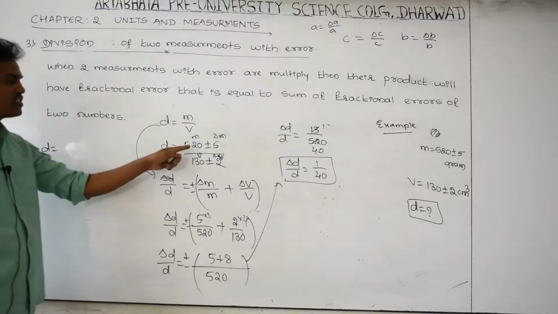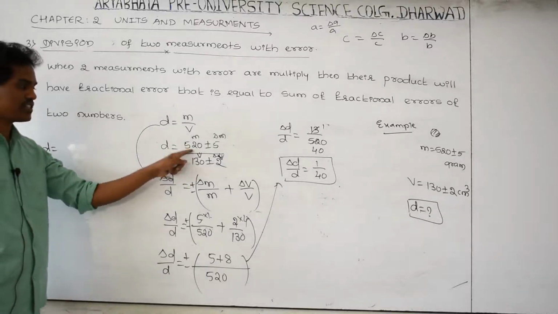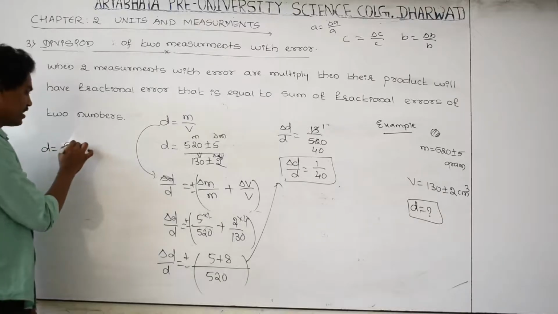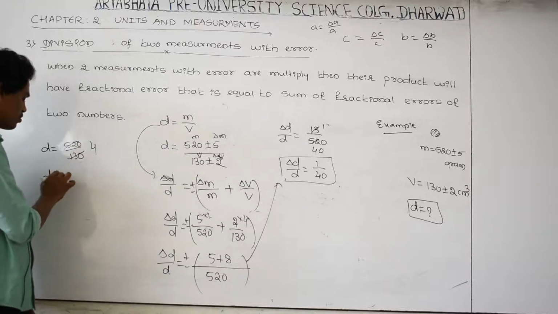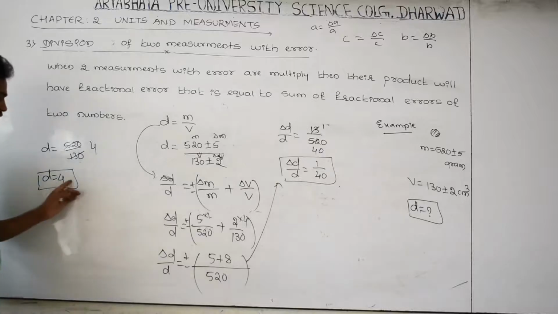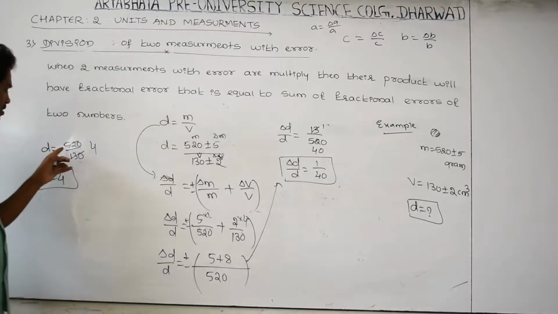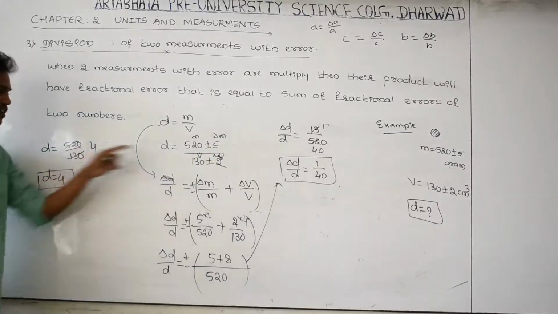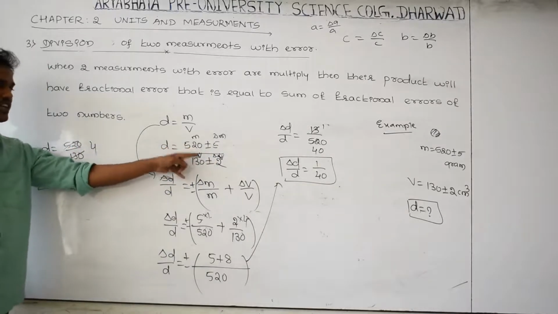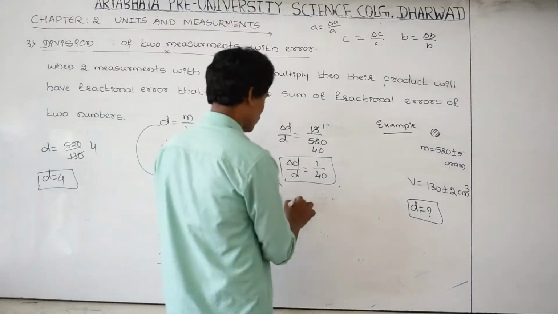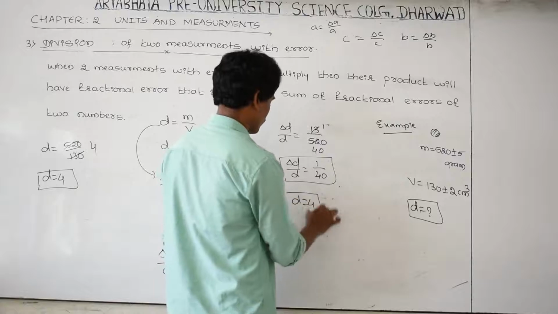D value means just 520 by 130. Just number by number, don't consider the error. D is equal to 520 by 130, this is equal to 4. While finding the D value, don't consider this absolute error, you just consider the numbers, this number and this number. 520 by 130, that is D, that is equal to 4.